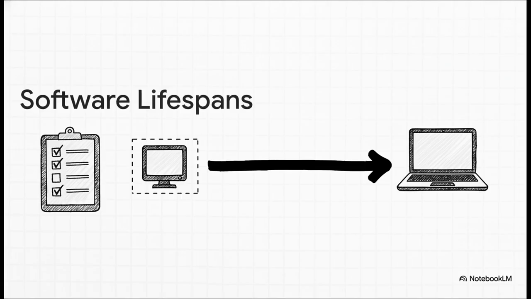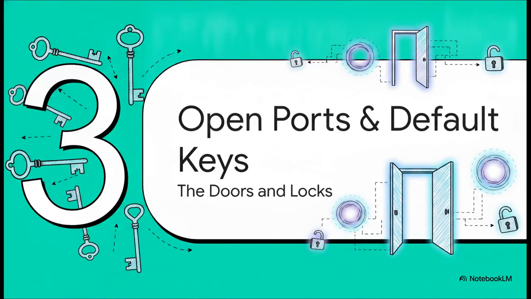But if you absolutely must use a legacy system, you have to put specific isolating security controls in place to properly safeguard it. All right, let's dive into part 3, open ports and default keys, the doors and locks of our digital house.